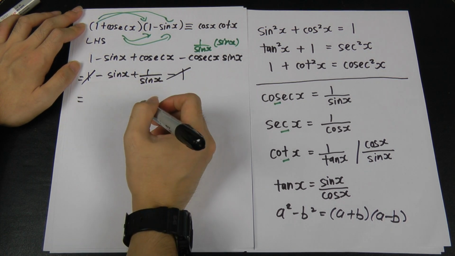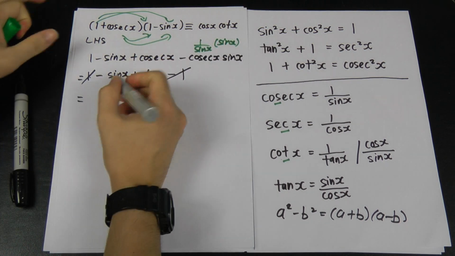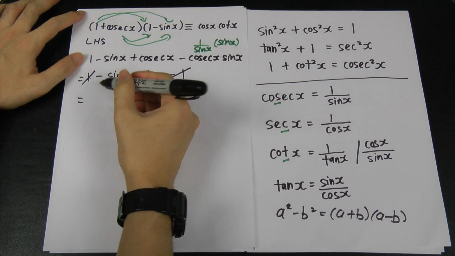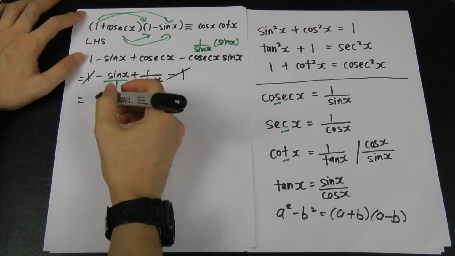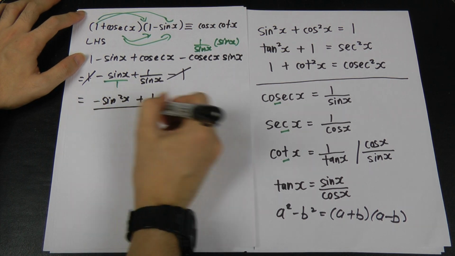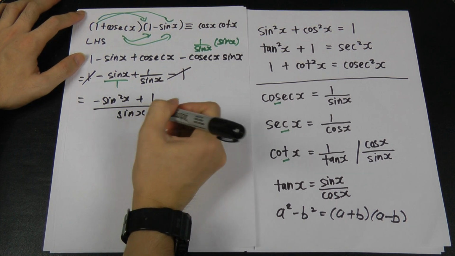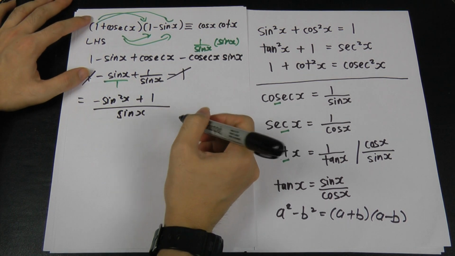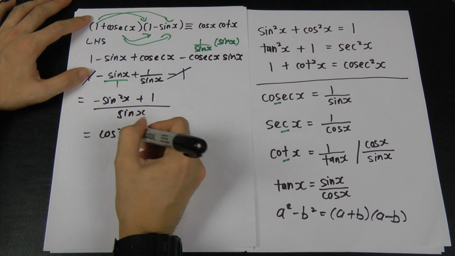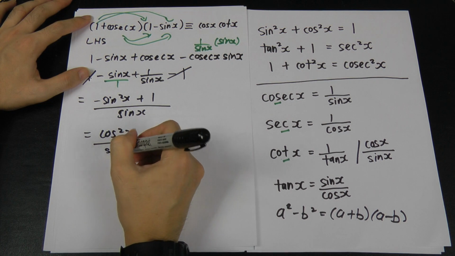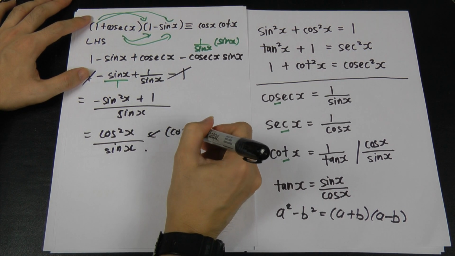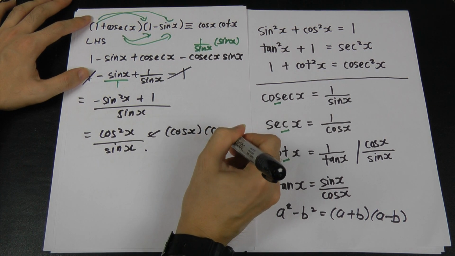Then I have this one. Same thing, now this is over 1, this is over sine x. Different denominator, I will multiply sine x for both of these. So I get negative sine square x plus 1 over sine x because I make them have the same denominator. So the next thing I will do, I know 1 minus sine square x equals to cos square x over sine x. And cos square x basically means cos x multiply cos x, isn't it?